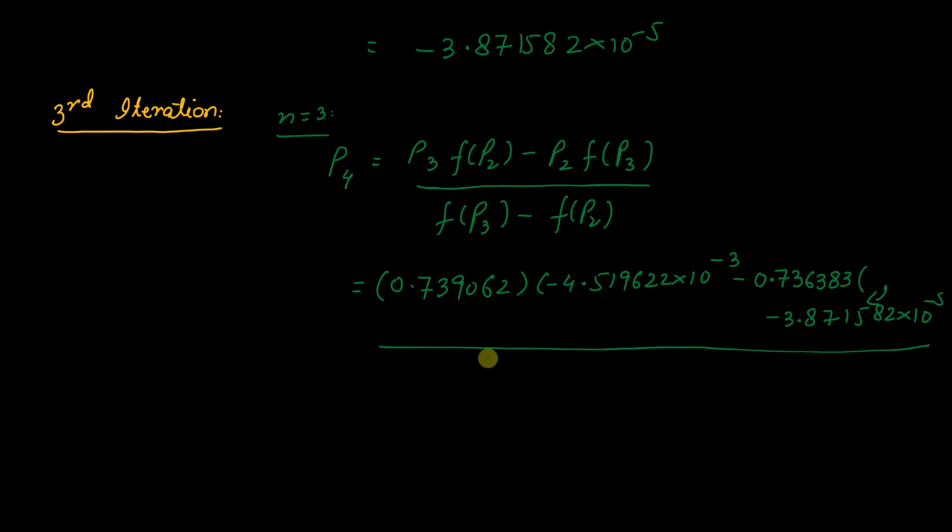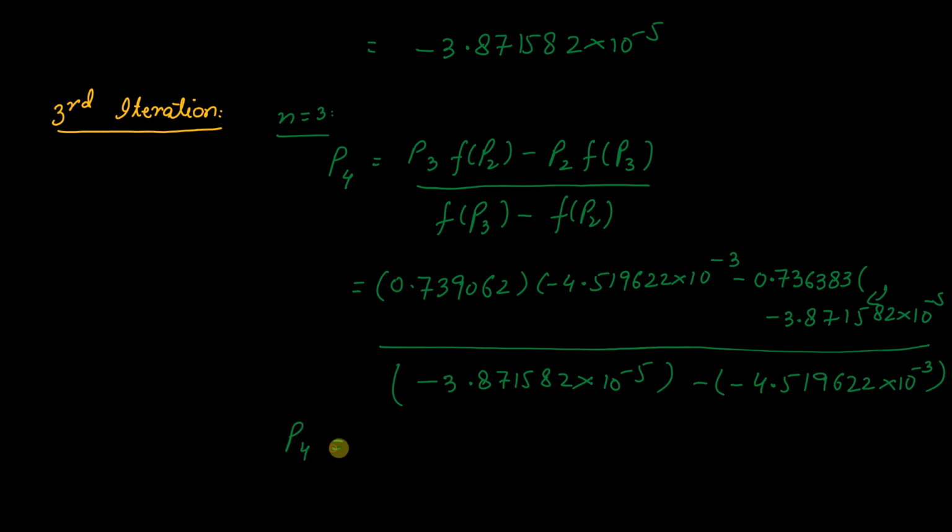And divided by, we have f of P3. So that is negative 3.871582 times 10 raised to the power minus 5, and minus we have negative 4.519622 times 10 raised to the power minus 3. So you need to simplify it. So after simplification, we will get 0.739085. So this is the value of P4.